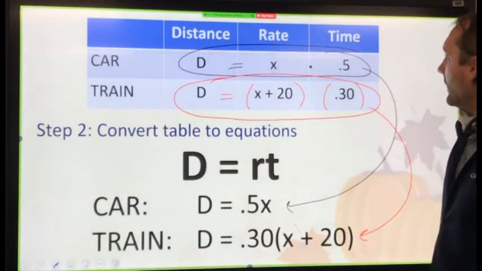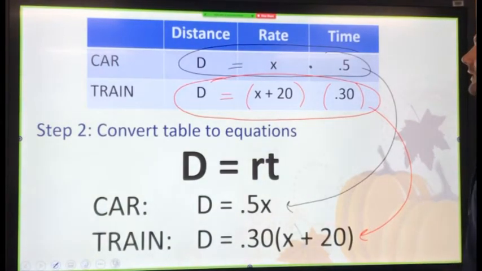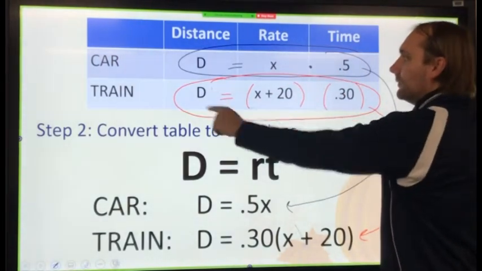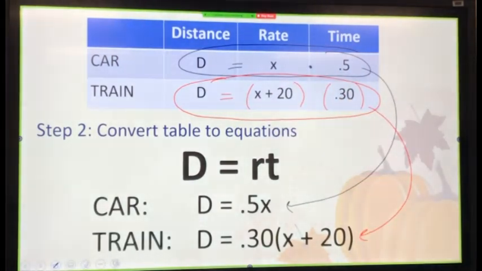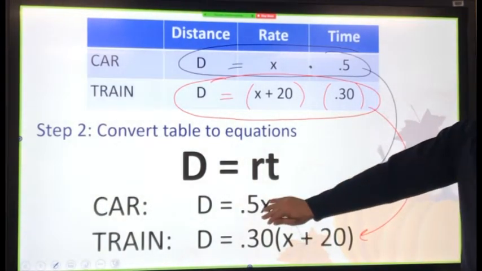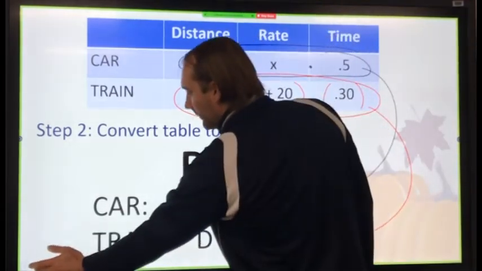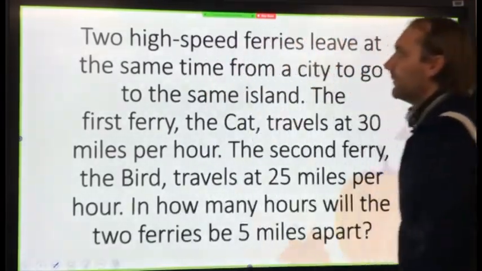So let's see. Anything else I want to mention? So that's how this is going to work. You're going to have two equations based on D equals RT. And you'll want to do the best you can and set those two equations equal to each other. Make sure they are equal to D. Let's look at another one.